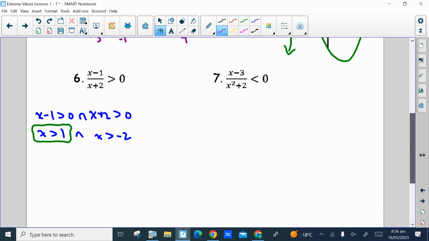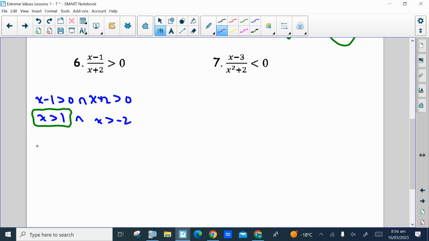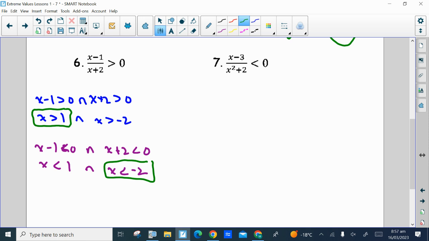But the other scenario that would work to make that rational function positive would be if both numerator and denominator are negative, because a negative divided by a negative would give you positive. So here we would have x is less than 1 and x is less than negative 2. And the one that satisfies both of those scenarios, all numbers less than negative 2 are also less than 1.